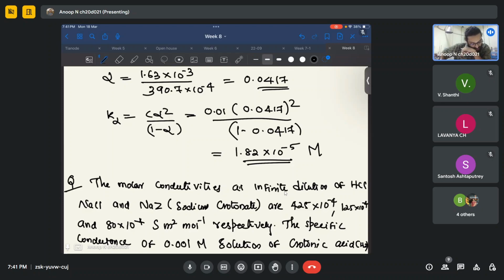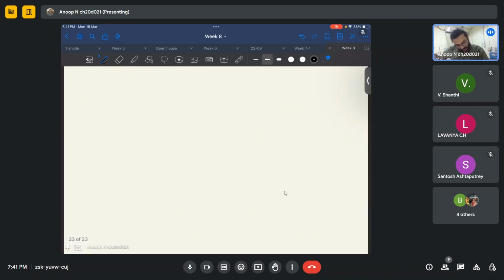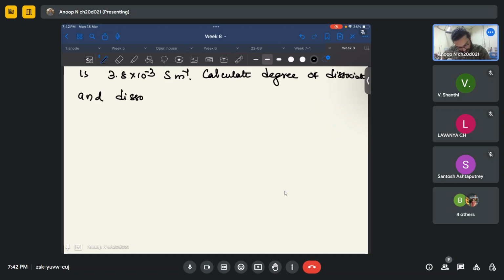So the molar conductivities at infinite dilution of HCl, NaCl and NaZ, sodium protonate, are 425 into 10 raised to minus 4, 125 into 10 raised to minus 4, and 80 into 10 raised to minus 4 Siemens meter square per mole, respectively. The specific conductance of 0.001 molar, that is nothing but 1 millimolar solution of protonic acid HZ, is 3.8 into 10 raised to minus 3 Siemens meter raised to minus 1. Calculate the degree of dissociation and dissociation constant for the acid.